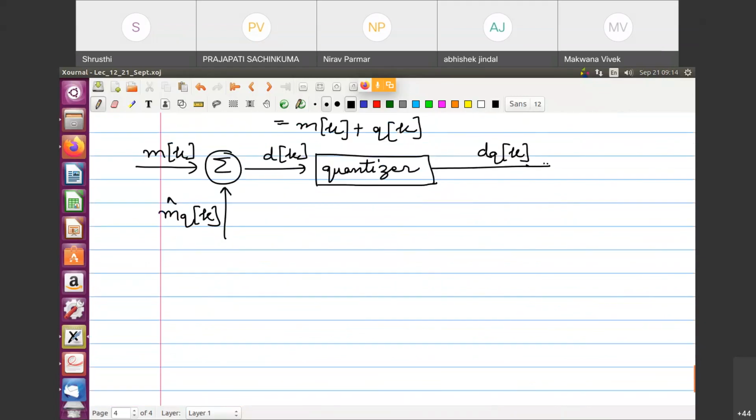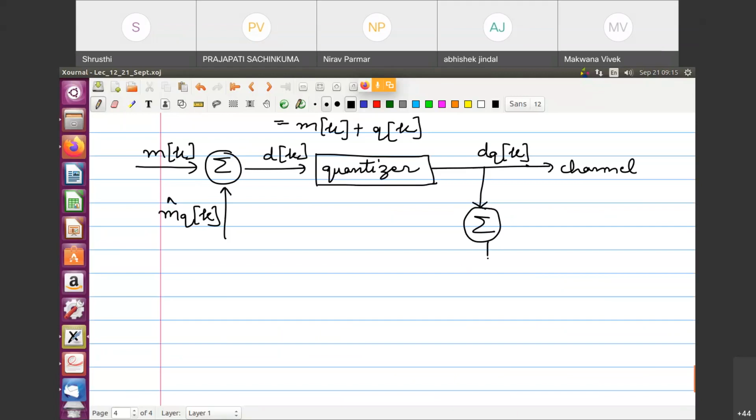This goes to the channel. Means after encoding, so I have not added the encoding block here, you can just add it. There will be some processing, encoding has to be done, and then pulse shaping or whatever will be done. Now for this error, what we do is, we have a summation block here.